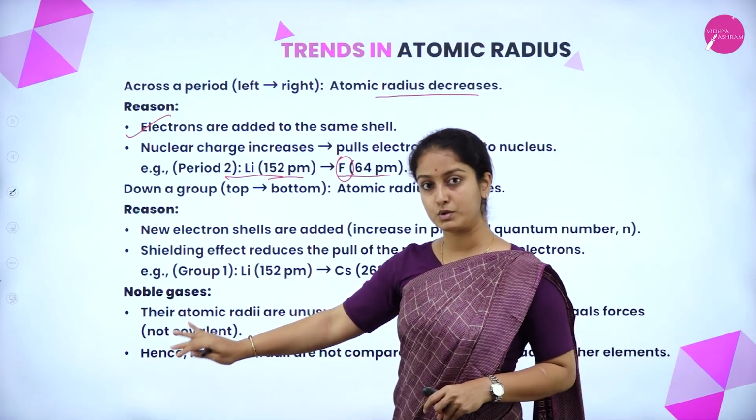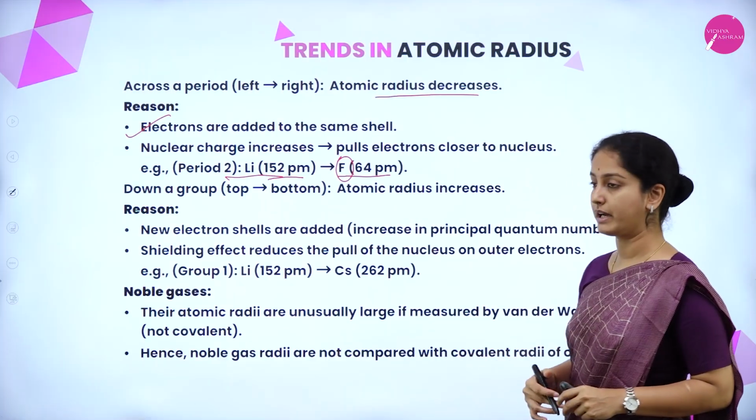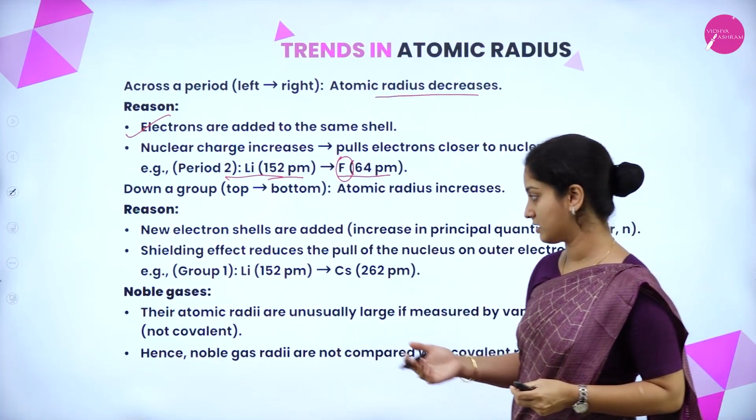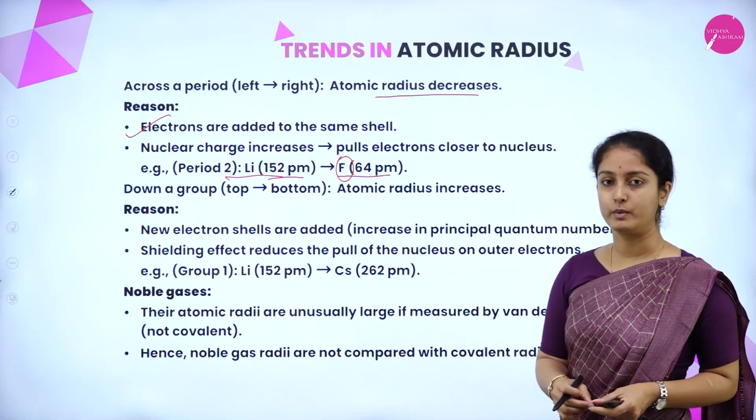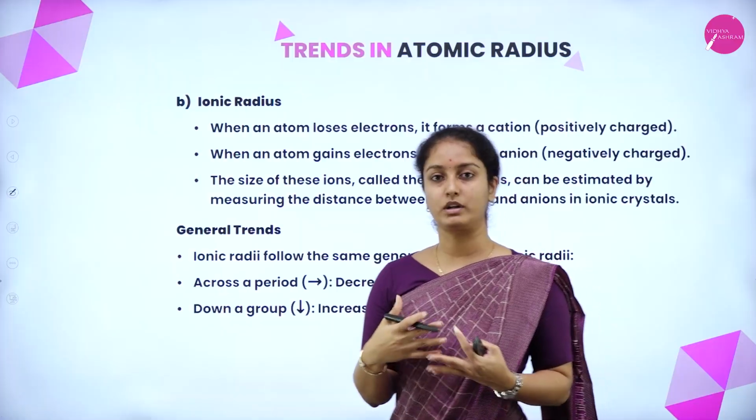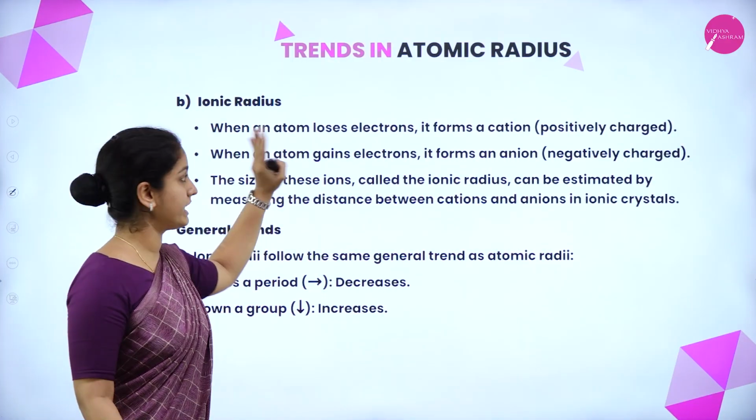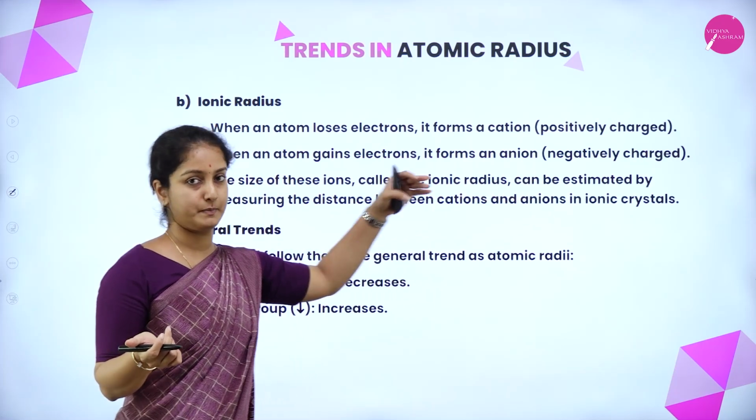And how about noble gases? Their atomic radii are unusually large if measured by van der Waals forces, not covalent. Hence noble gas radii are not compared with the covalent radius of other elements. So now we shall see what about the ionic radius. When an atom loses electrons, it forms cation, that is positively charged ions.